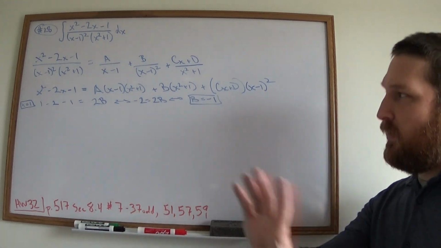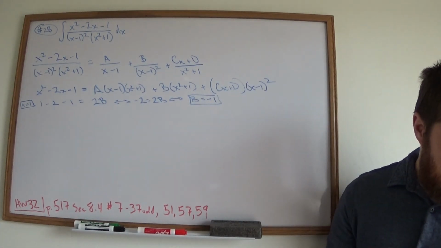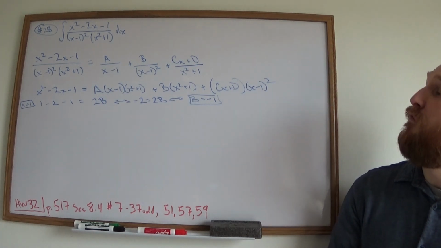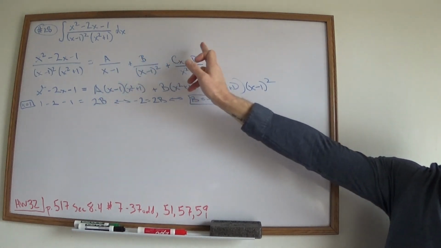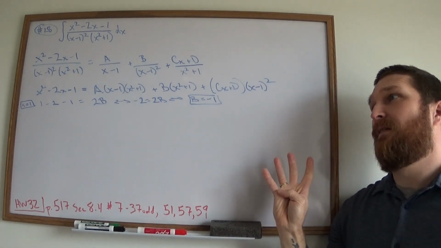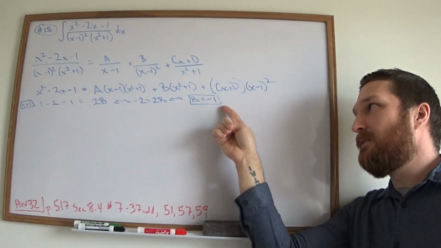First question, how many unknowns do we have? 4, right? And let's be explicit. They're a, b, c, and d. Those are the 4 unknowns that we're trying to find. So how many equations do we need? 4. How many equations do we have? 1. This is an equation.